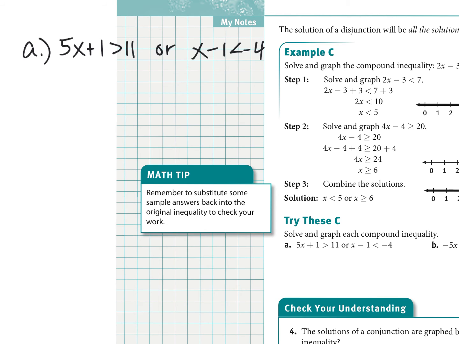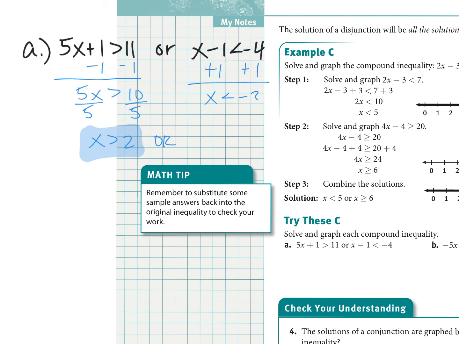So remember, for a disjunction, we look at these separately. So best thing I can do for my first inequality is subtract 1. So I get 5x is greater than 10. And then I can divide both sides by 5. So I get x is greater than 2. That's looking great so far. Remember, these are going to be separated by an or. So let's look at our next inequality. We're going to add 1 to both sides. So now I have x is less than, oh, this is nice. X is less than -3. And that's it. That's all I have to do for that one.